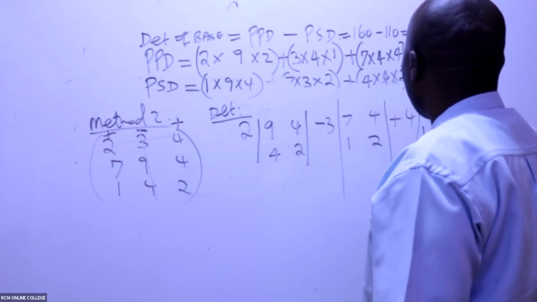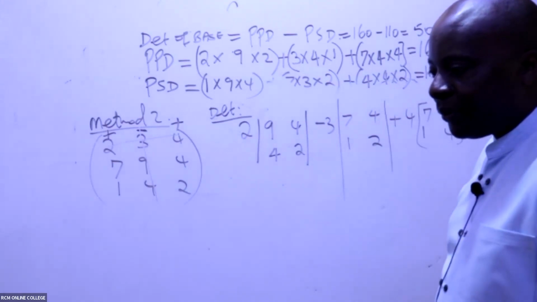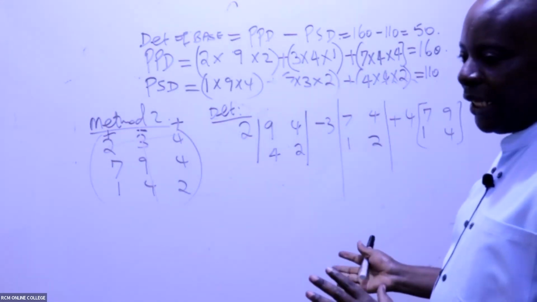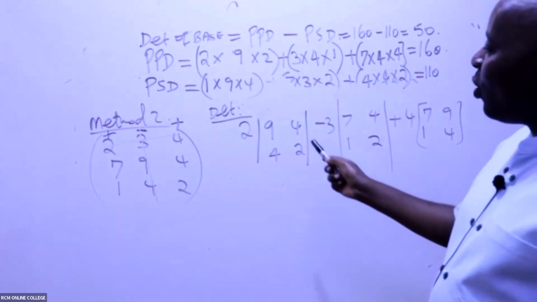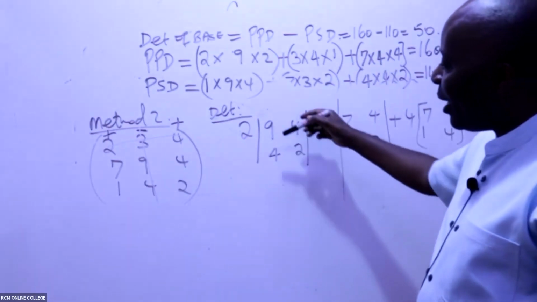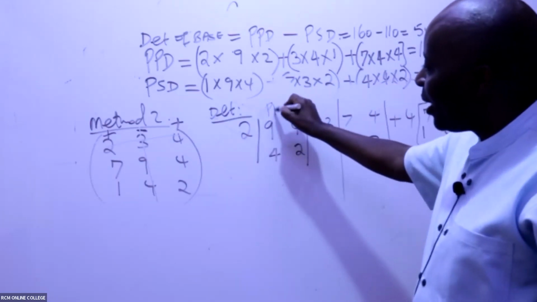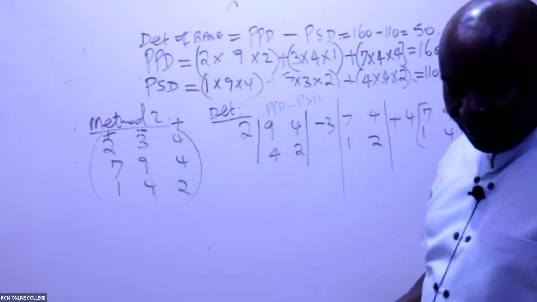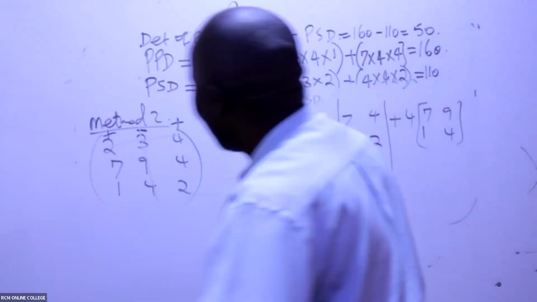And then the very best thing that you're supposed to do, ladies and gentlemen, we only use this for 3 by 3. 2 by 2 is really easy. So in this case here now, the very best thing that you need to do is to come and use your calculator directly. Remember, it is product of primary diagonal minus product of secondary diagonal. So use your calculator directly here.